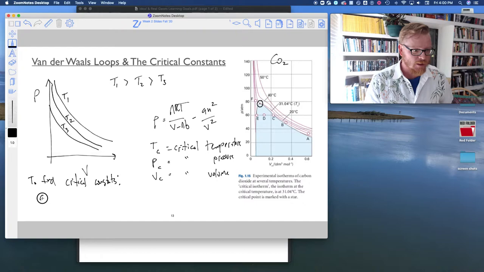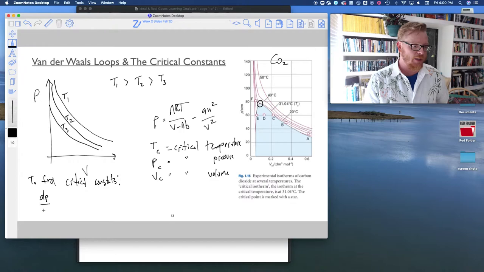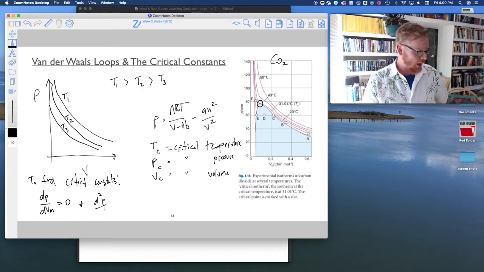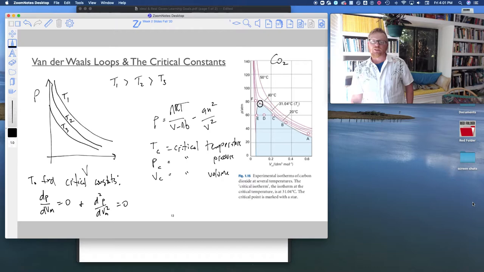So to find the critical constants, dP/dVM set equal to zero, and you also have to do the second derivative, okay? d²P/dVM² set equal to zero, okay? And a little bit of algebra. I'm not gonna do this one, okay?